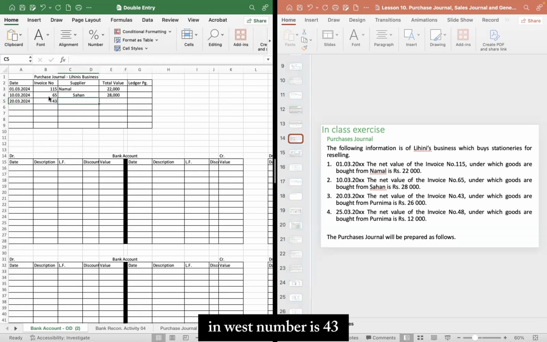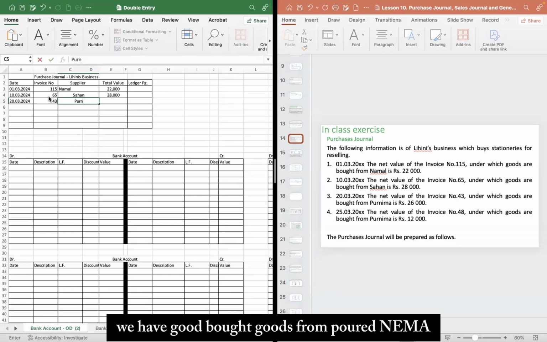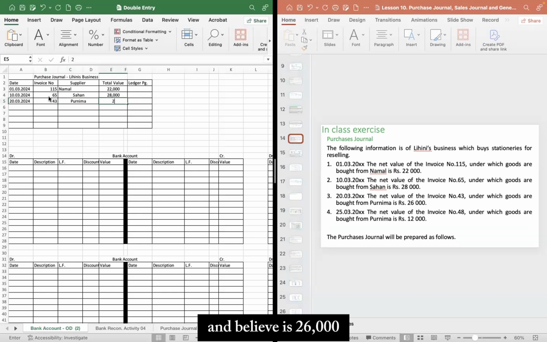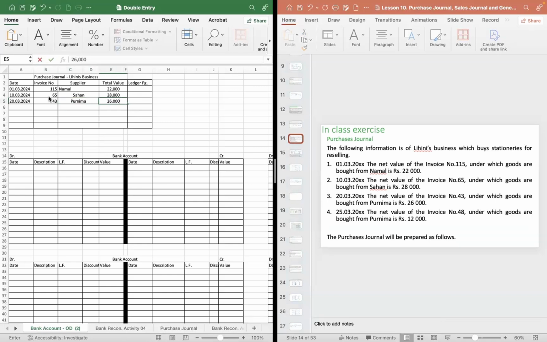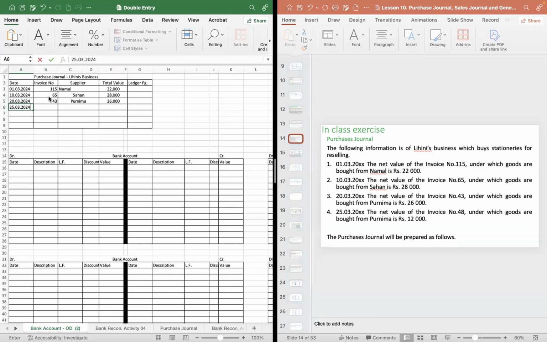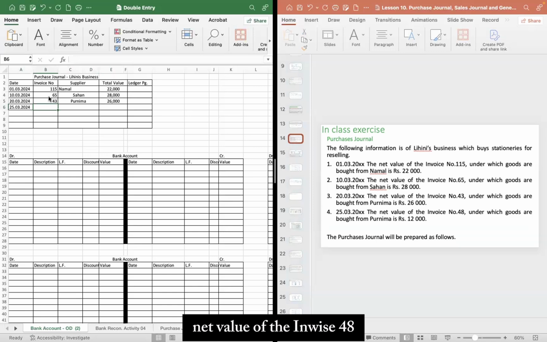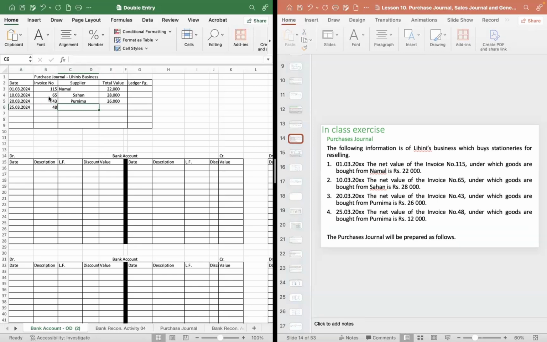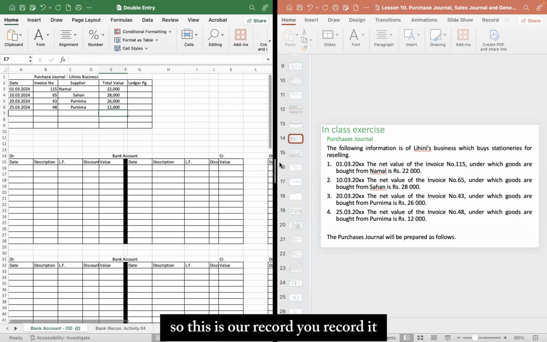Invoice number is 43, and it's Purnima. So you have bought goods from Purnima and the value is 26,000. Then comes 25th March 2024. Net value of the invoice 48, that's also from Purnima. Purnima again, it's 12,000. Okay, so this is how you record it.